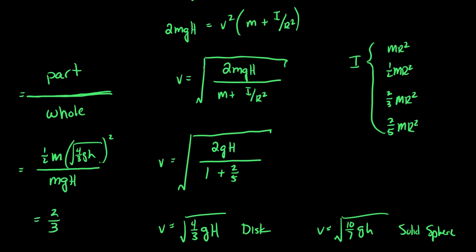It's not uncommon to be asked how much of the energy is kinetic. Well, 67% is kinetic, translational kinetic. That means 33% is rotational kinetic.